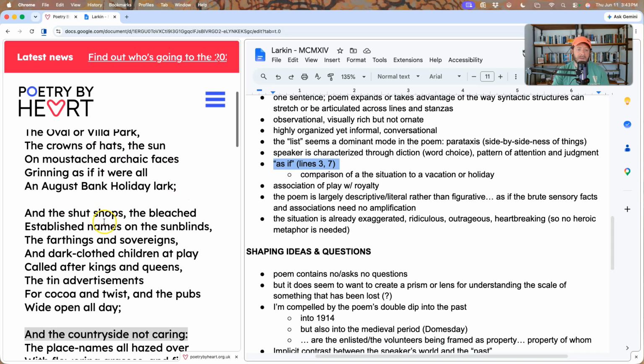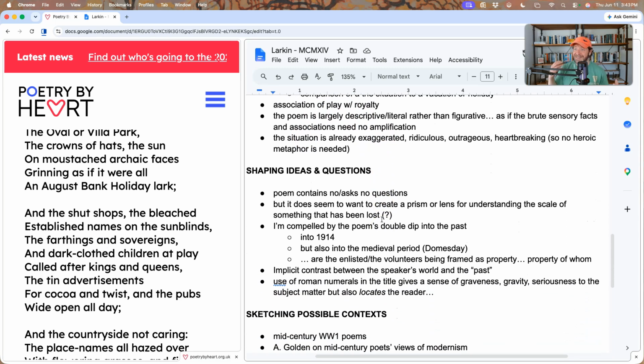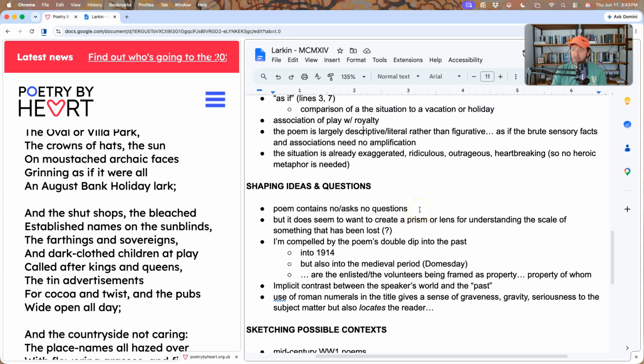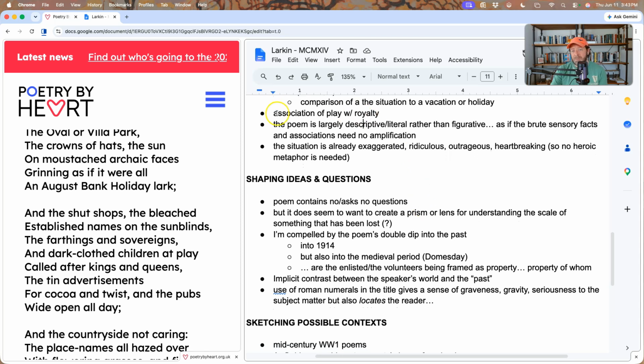We have the association of children at play with royalty, something that often happens with children at play, that they role play positions of authority or subservience. The poem, when it comes to figurative language, is actually quite descriptive and literal rather than figurative.